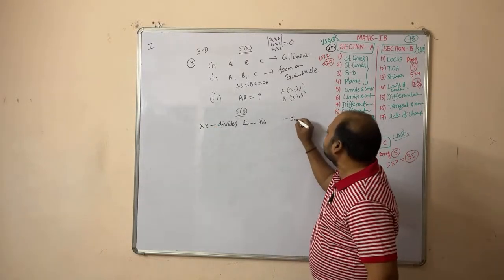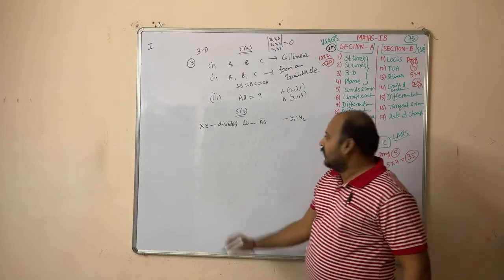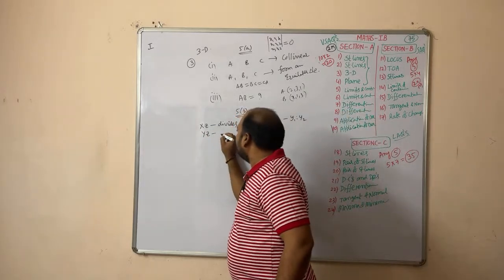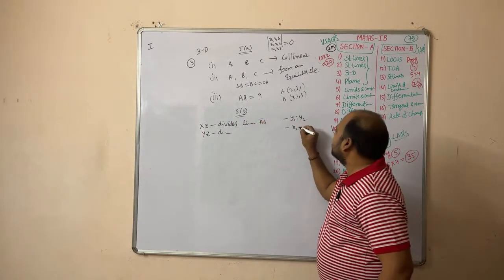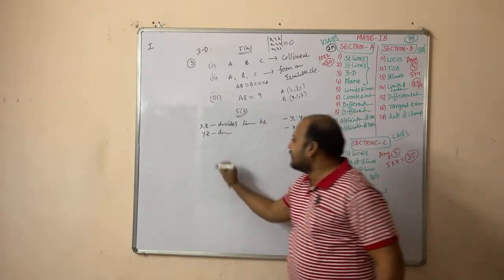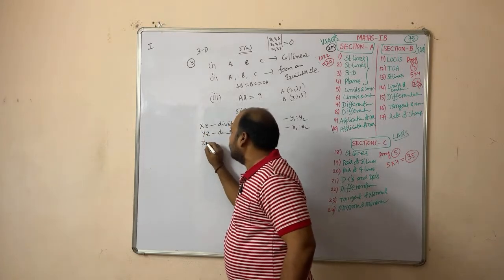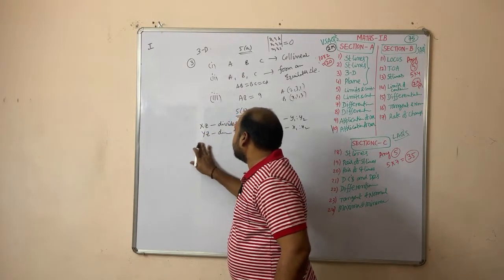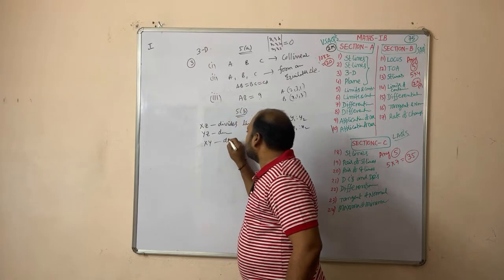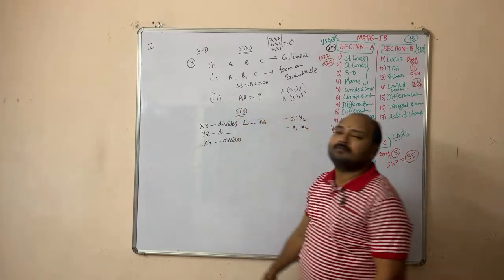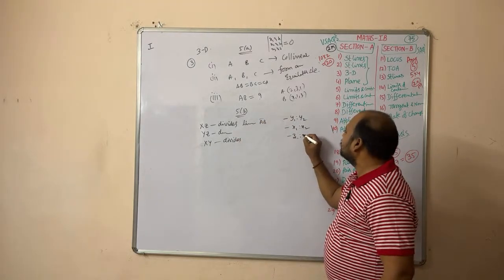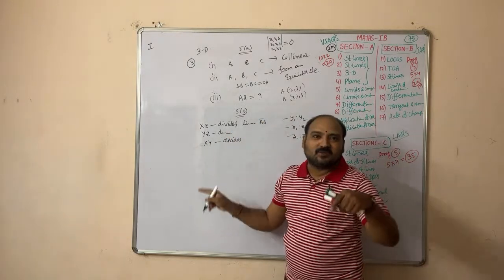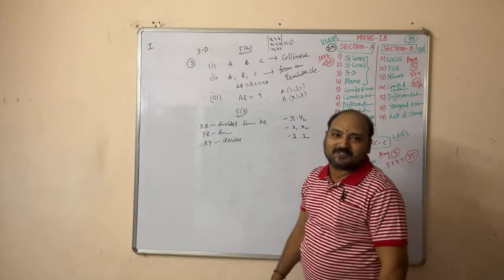So minus Y1 is to Y2. Next, YZ plane divides. YZ means which is absent here, X. Minus X1 is to X2. ZX plane, so ZX is already covered. Next, XY plane divides. XY means which one is absent? Z is absent. Minus Z1 is to Z2. This type of question possibility is there. They have been asked a number of times.